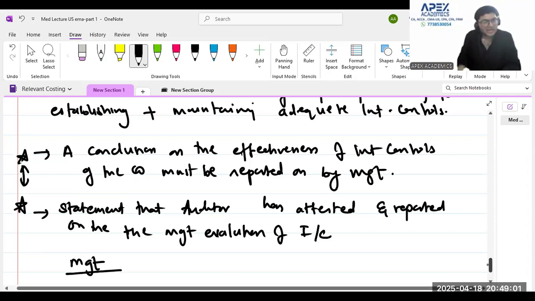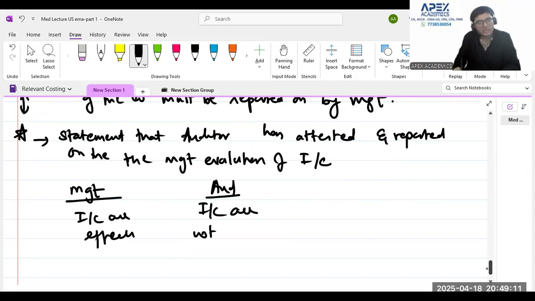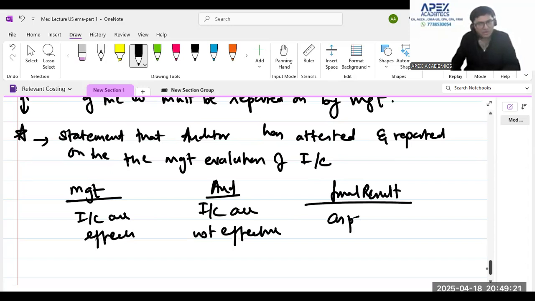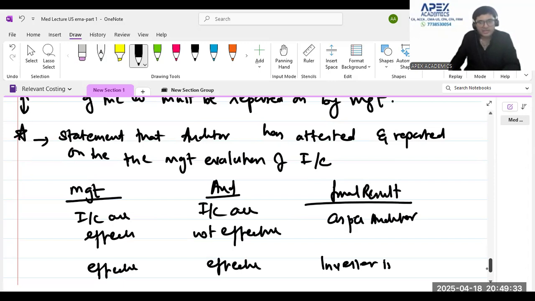Sir, what will management say? Sir, internal controls are effective. Sir, what will the auditor say? Internal controls are not effective. Sir, if this is the disconnect, what is the final result over here? The final result will always be as per auditor, will always be as per auditor. Sir, so if the management says effective and the auditor says effective, sir, the investor is happy.